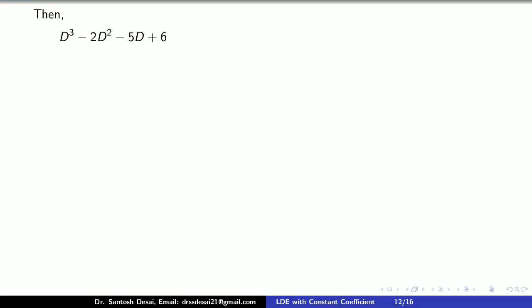Then d cube minus 2d square minus 5d plus 6 is equal to the linear factor d minus 1, and then the quadratic factor d square minus d minus 6, and this is equal to 0. Here one can check that the coefficient of d square is 1, the coefficient of d is minus 1, and the constant term is minus 6. One can verify the same numbers are below that horizontal line. Now I am going to simplify this. So let us consider d minus 1 into d square minus d minus 6 is equal to 0.